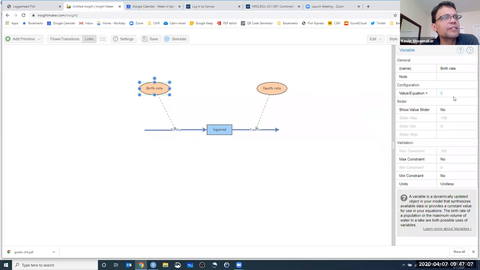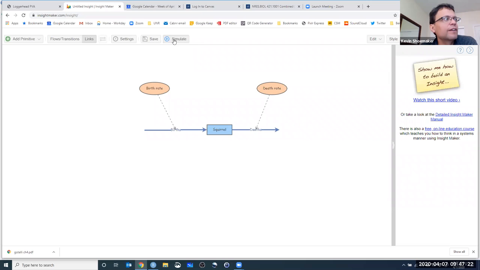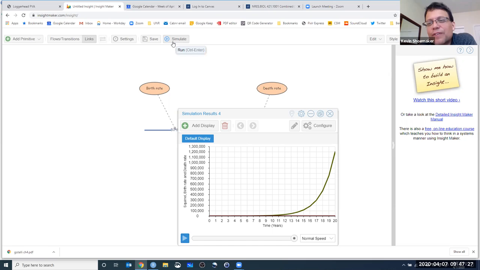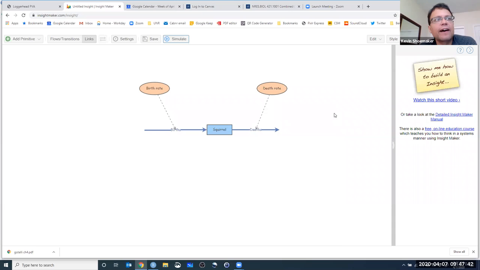So say the birth rate is 1.1 per female, and the death rate is 0.5. So 50% die each year. What happens? You get exponential growth, like really serious exponential growth. You start off with 100 squirrels, and by the end of 20 years, you have 1,300,000 squirrels in your population. So that's exponential growth.